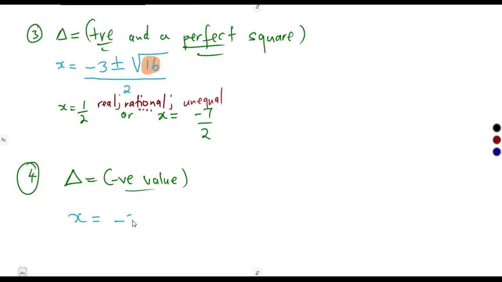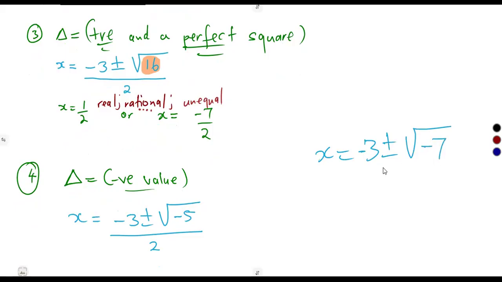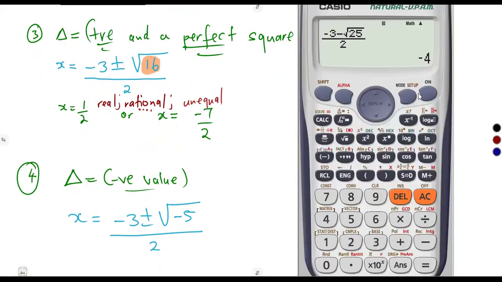X is equal to minus 3 plus or minus the square root of any negative, right, guys? Is it minus 5? Or minus 7? This one I'm not going to change, minus 3 over 2. Any negative value that you think of. Let us see what is going to happen. All right. This is it. Minus 3 plus the square root of minus 5, the square root of a minus 5, like this, everything over 2.